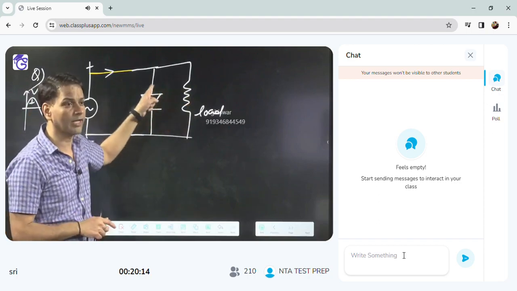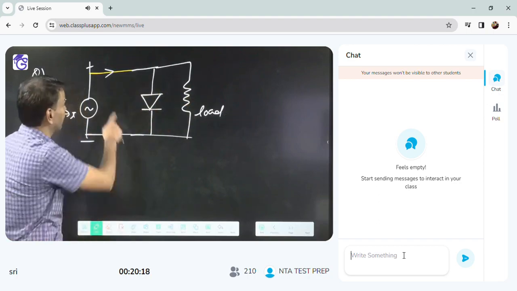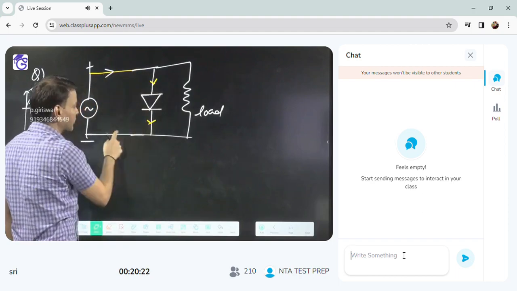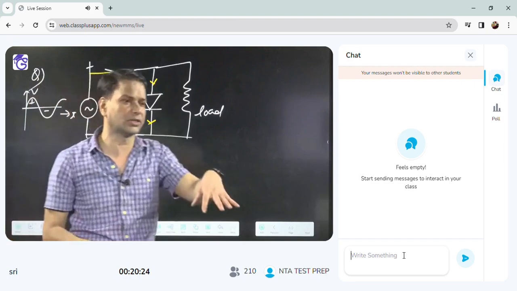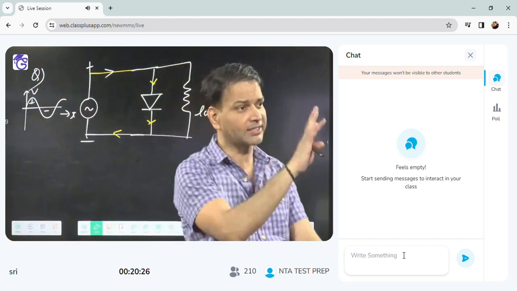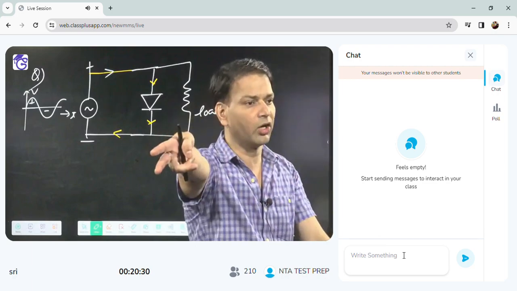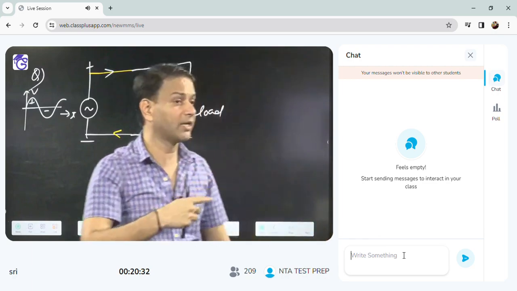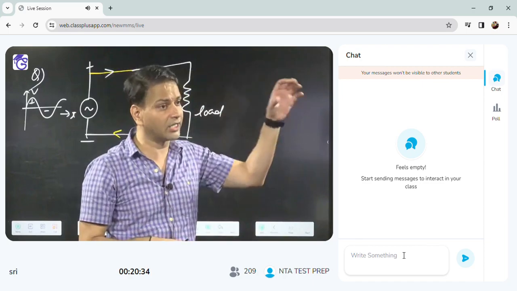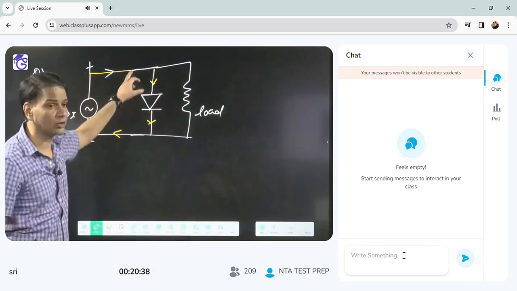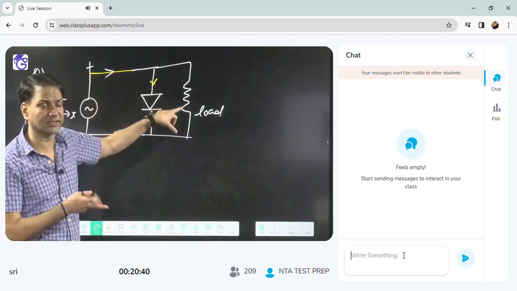Okay, so what will happen? The positive cycle will pass through the diode like this. The positive cycle will pass through the diode, and the load will not get the positive cycle. Why? They are connected in parallel. So whatever cycle the diode gets, the load will not get that cycle. Earlier, what I explained, I connected in series. Whatever cycle the diode was getting, the same cycle was the output. So here the diode got the positive cycle, and the load didn't get the positive cycle.